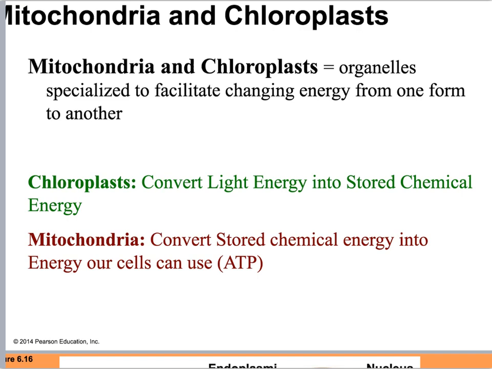All right, mitochondria and chloroplasts we're only going to touch on briefly here because we will talk about them much more extensively when we study energy transfer later in the semester. Mitochondria is the site of cellular respiration, and chloroplasts in plants are the site of photosynthesis. So we will talk about them a lot more extensively, but for now you should know that chloroplasts are able to convert light energy from the sun into stored chemical energy, whereas mitochondria can convert stored chemical energy into energy that our cells can use, which is ATP. So both plant and animal cells have mitochondria, but only plant cells have chloroplasts.